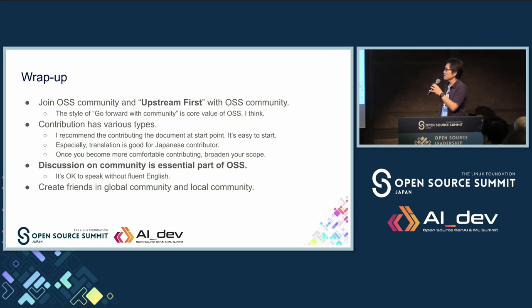And once you become more comfortable contributing and broaden your scope, discussion in the community is an essential part of OSS, I think. So it's okay to speak without fluent English. And the last one is to create friends in the global community and local community. I think the last part is very important.